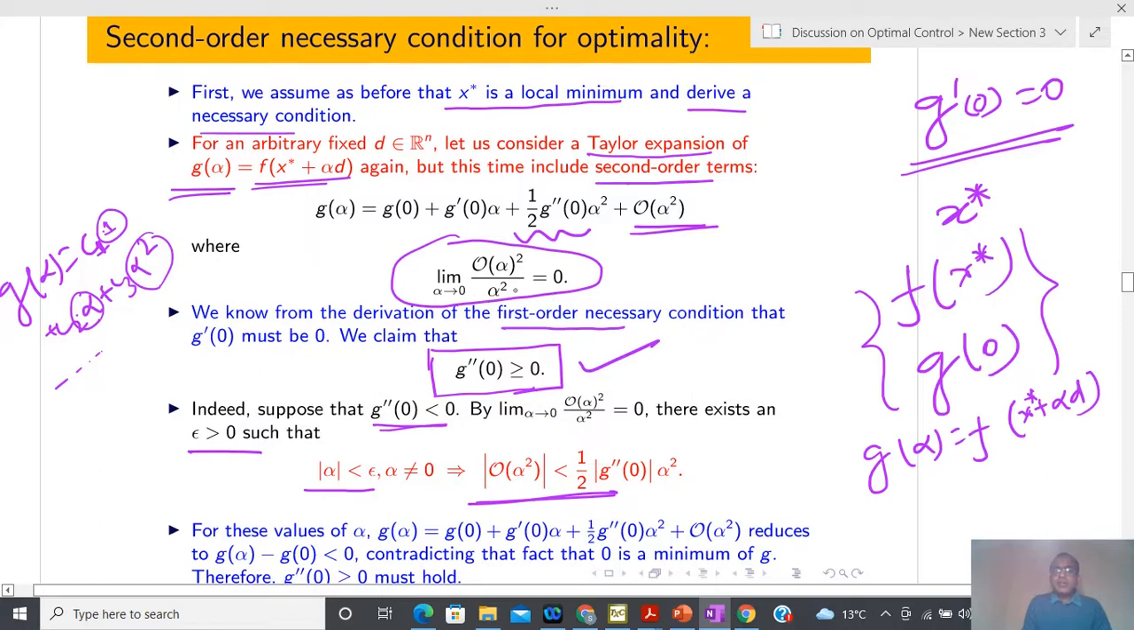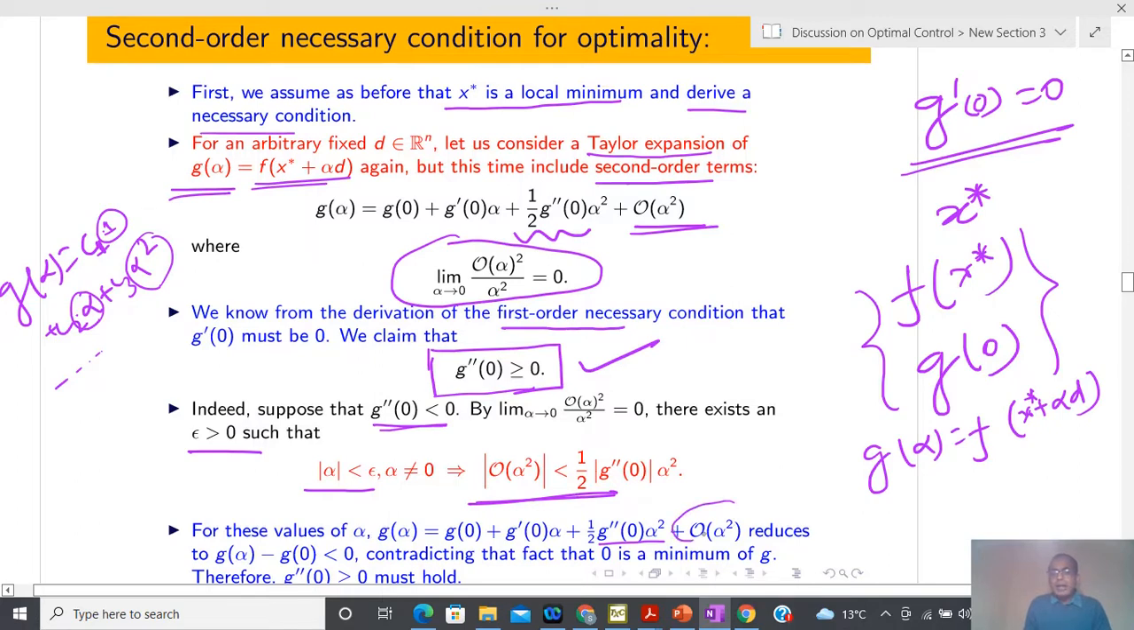If alpha tends towards 0, then that is equal to 0. Equivalently, I can also express this using the epsilon condition: if alpha remains in some epsilon ball, very near to 0, or is a very small quantity, then this relation will be satisfied. Now, since g double dash 0 is less than 0, you can see from here that this term is negative.